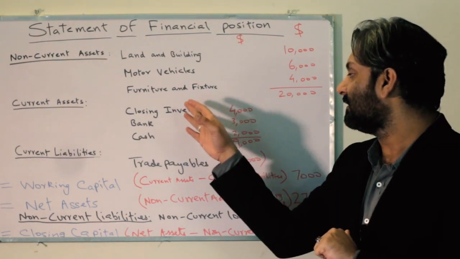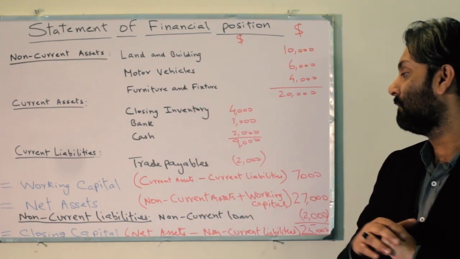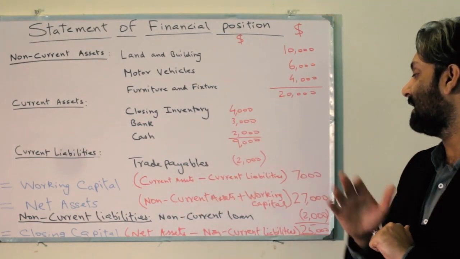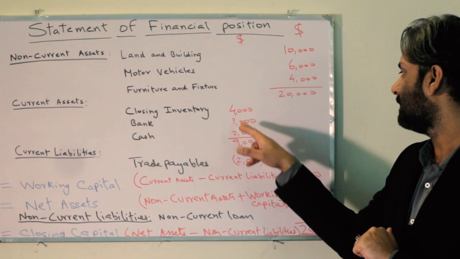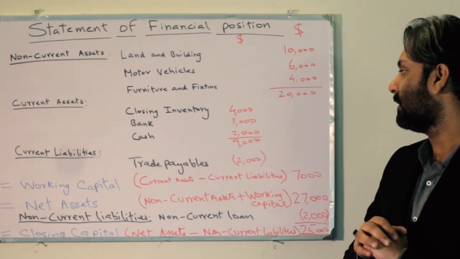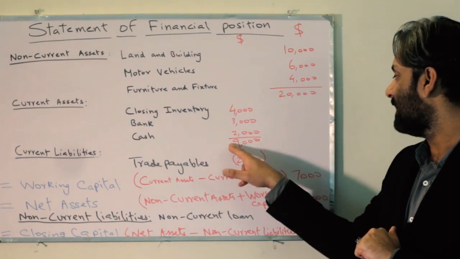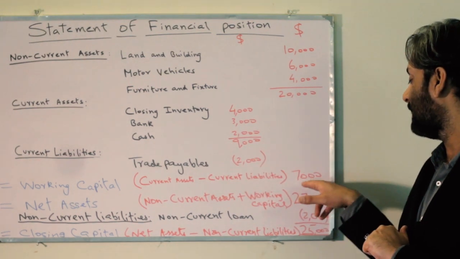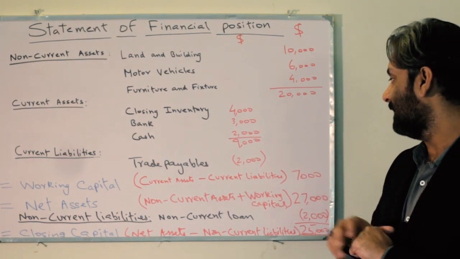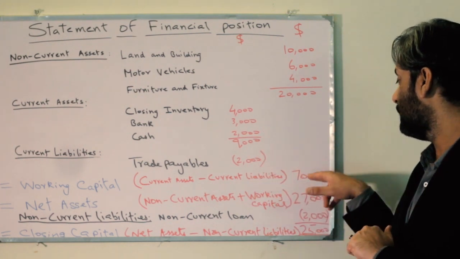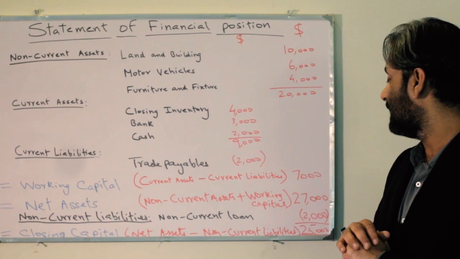So, current assets minus current liabilities, we arrive at working capital, which is, as I have written over here, current assets minus current liabilities. 9,000 was the total of current assets. 2,000 was the total of current liabilities. So 9,000 minus 2,000, we have calculated working capital. We arrive at the working capital, which is 7,000.